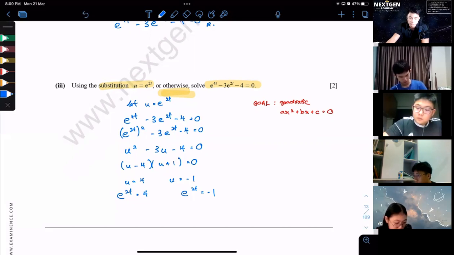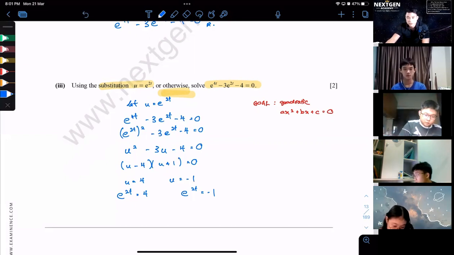I don't think we can get for the -1. So for us to find t, I need to make it to, I put ln at both sides. Okay, or you can just inverse exponential, which is ln. Okay, so I'll just do step by step.